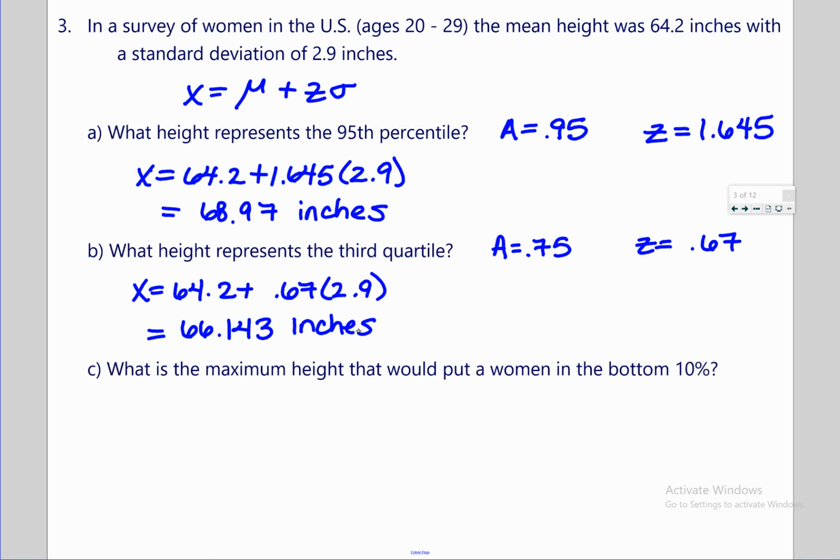What is the maximum height that you could have to put a woman in the bottom 10%? Okay, so bottom 10%, be careful here, means my area has to be less than 10%, okay? And sometimes we saw problems that said top, so it meant the area had to be greater than a certain percentage. So here we're going to hunt for 0.10, but we're not looking for the one that's closest. It's got to be the one that's right below 0.10 because we want the area below that number, okay? So 0.10, I've got the closest I can get to it, but less than that is a z-score of negative 2.33.